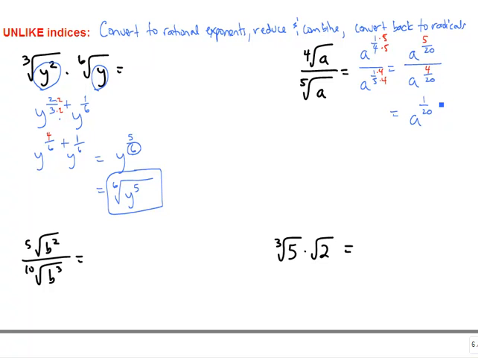Then don't stop there. Remember, if you start with radicals, you want to end with radicals. So we need to change a to the 1/20 into a radical. The denominator is a 20, so this is going to be a 20th root of a to the first power, or just a. So this is the 20th root of a.